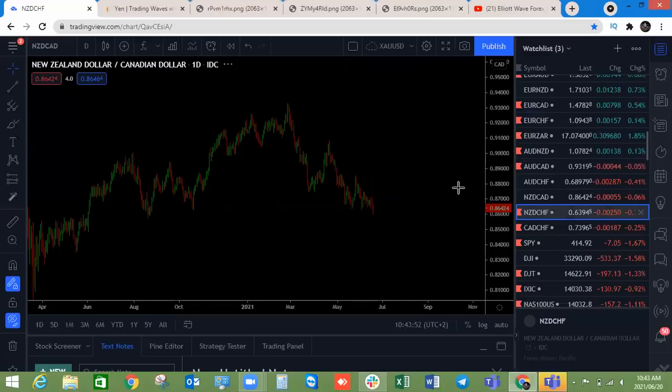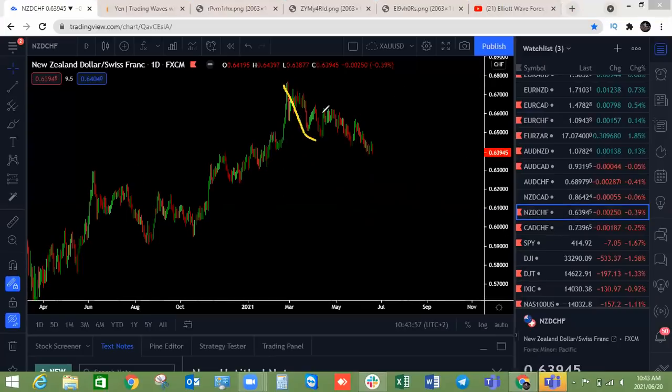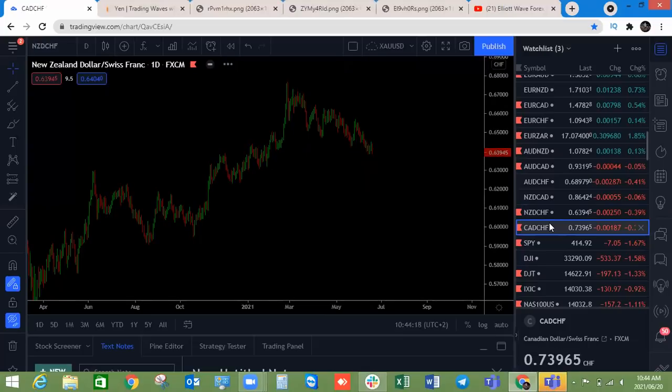New Zealand CHF. Same, 3 waves down and 3 waves down here. We'll look for this to resume upside. So there is a 3-wave flat correction here. There's a 1, 2, 3 zigzag, there's a 1, 2, 3 zigzag, WXY corrective structure, and then we look for upside. So that's what we're looking at on New Zealand CHF.